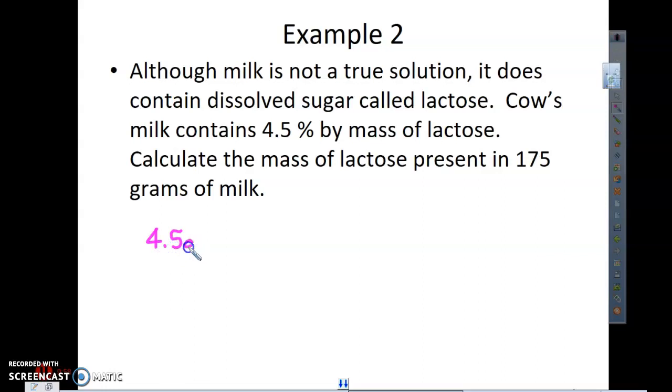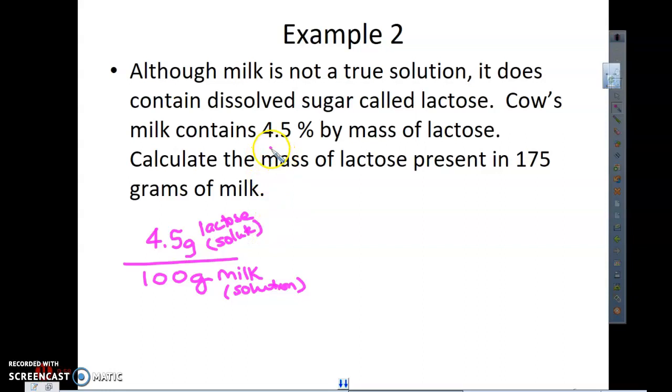Well, what I'm basically saying here is that for every 100 grams of milk, that's the solution. What I'm saying here is that 4.5 grams is the lactose, and that's the solute. So that's what I mean when I say 4.5%. If I want to put that in a fraction, I'm saying for every 100 grams of milk, 4.5 grams of it is going to be lactose. That's just what it means.